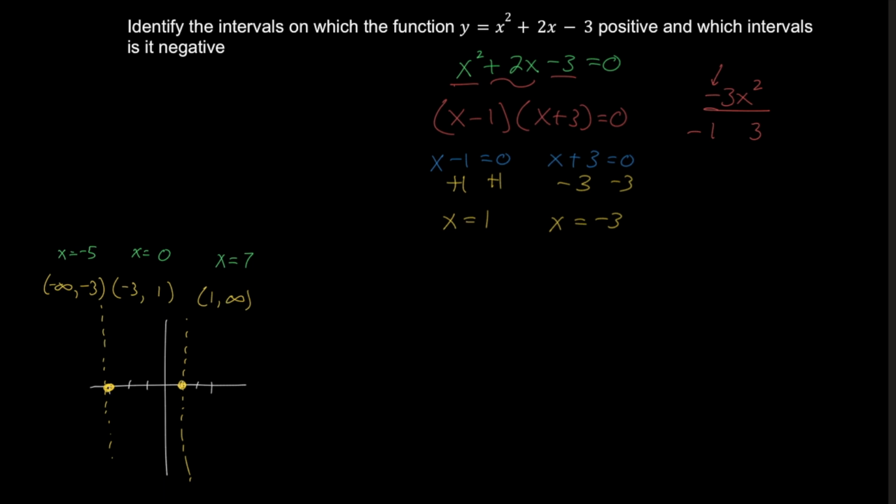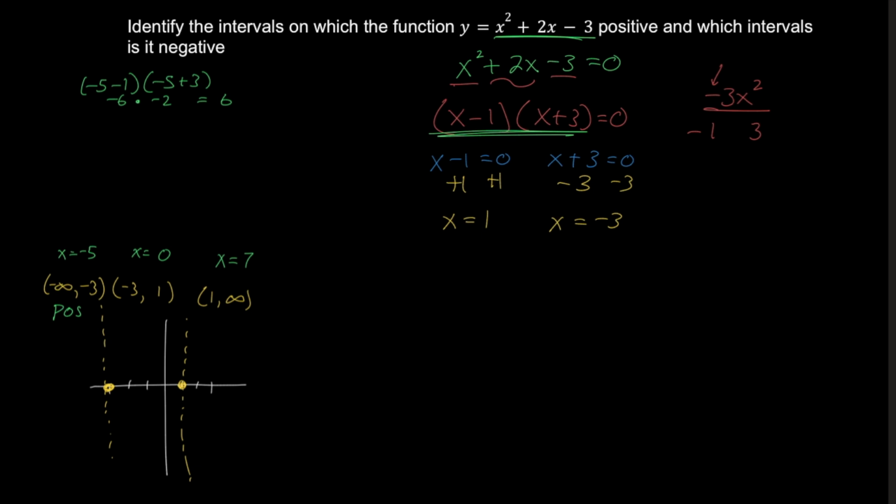If I plug that into my equation, whether it's the factored version or the original version, I can figure out whether it's positive or negative. I'm going to plug it into the factored version just because it's a little easier to do mental math with. So negative 5 minus 1 times negative 5 plus 3. That gives negative 6 times negative 2, and a negative times a negative is a positive number, positive 6. All I really care about is whether it's positive or negative, so I know that the first interval is positive.